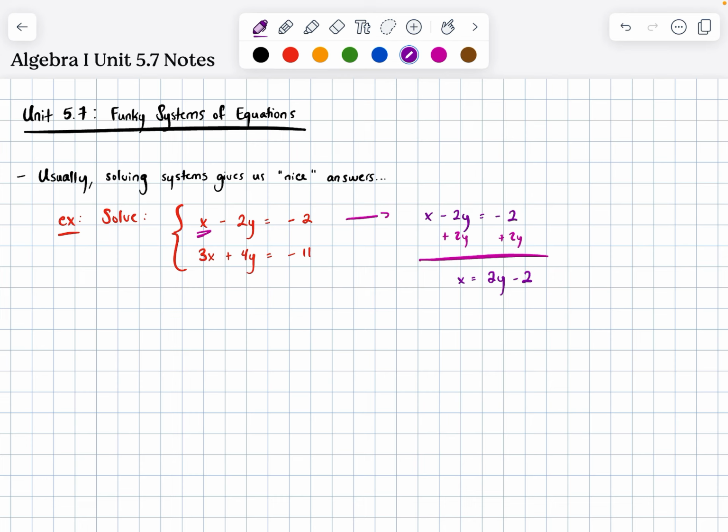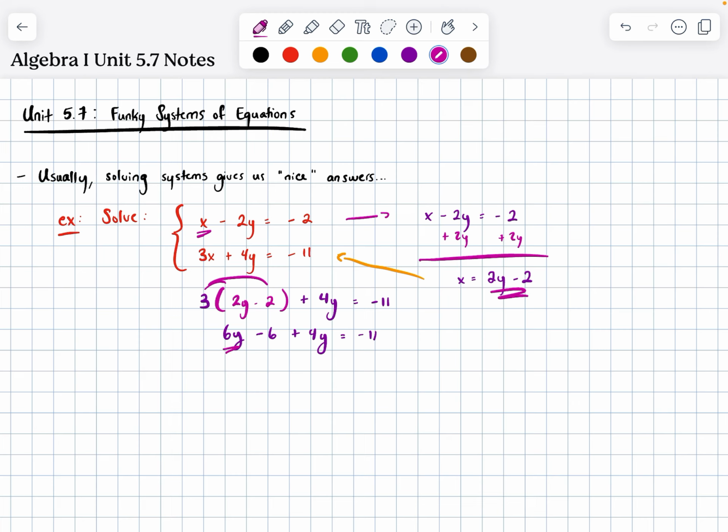From here, knowing that x is the same as 2y minus 2, I can take that value of x and substitute into my bottom equation. So now I know that 3 times x, but we've just established that x is equal to 2y minus 2. So by substitution, 3 times (2y minus 2) plus 4y is equal to negative 11. From here, let's do some distributive property. 3 times 2y is equal to 6y. 3 times negative 2 is equal to negative 6. I'll carry down my plus 4y equals negative 11.